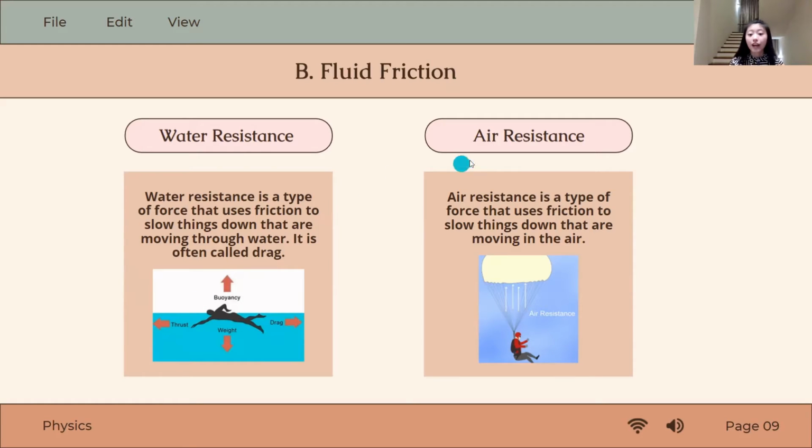And air resistance is a type of force that uses friction to slow things down that are moving in the air. And the most common example is parachute. Parachute using air resistance to slow down their free fall.